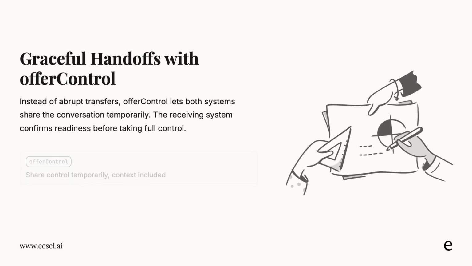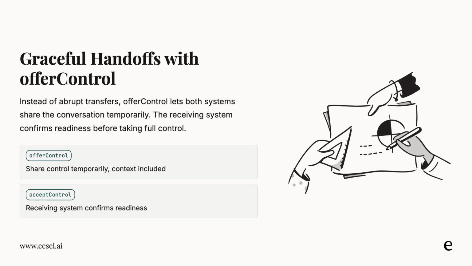For smoother transitions, offerControl lets you share the conversation temporarily before fully handing it over. The receiving integration calls acceptControl when it's ready, giving both systems a brief window to coordinate. It's the difference between a graceful handoff and an abrupt drop.